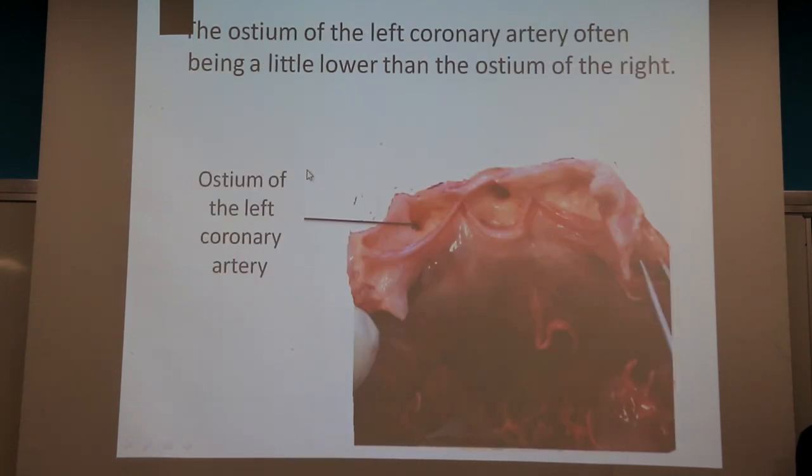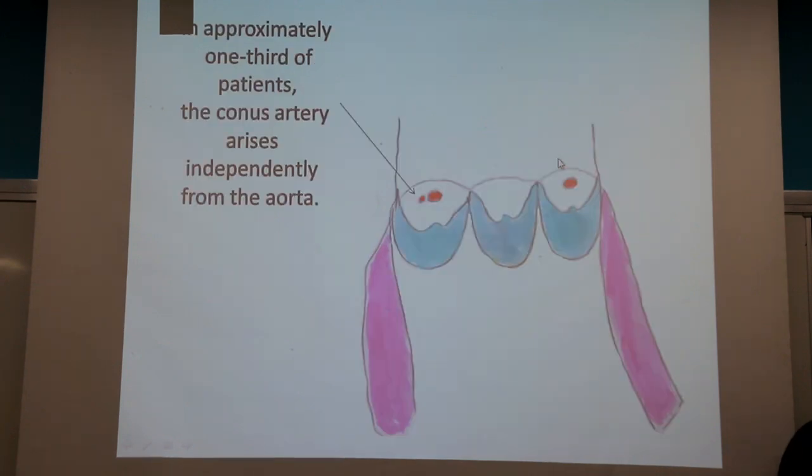Usually the ostium of the left coronary artery is lower than the right. Here is the right coronary artery ostium, and here is the ostium of the left coronary artery. The left coronary artery is lower. And approximately one third, I think it's more than one third, I see it in my patients. Mostly, all my patients have two separate, a separate opening for the coronaries.